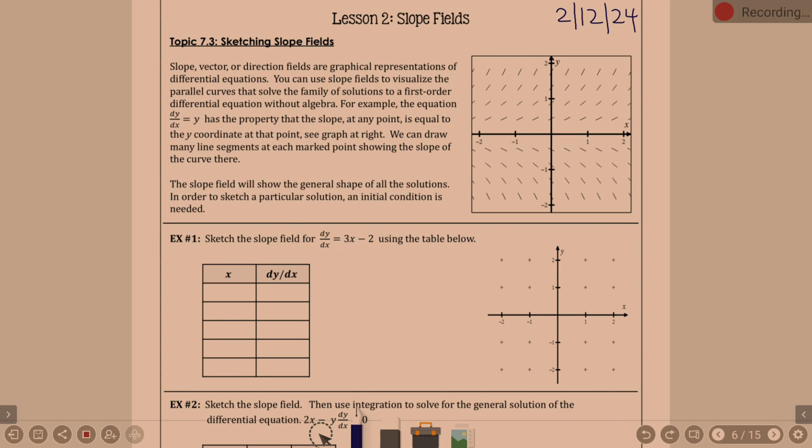We can draw many line segments at each marked point showing the slope of the curve there. The slope field will show the general shape of all the solutions. In order to sketch a particular solution, you have to have an initial condition. If you have an initial condition, like right here, we can see these curves going along. You know specifically that it might have to go through this point. We know specifically where it goes, and we're getting ready to talk about that.